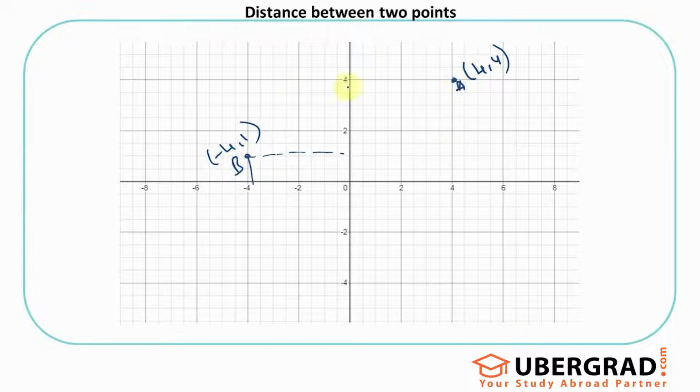Let's say this point A, which is (4, 4). Now if I ask you what is the distance between these 2 points, that is, if I make a line and I measure this length, what is this length?